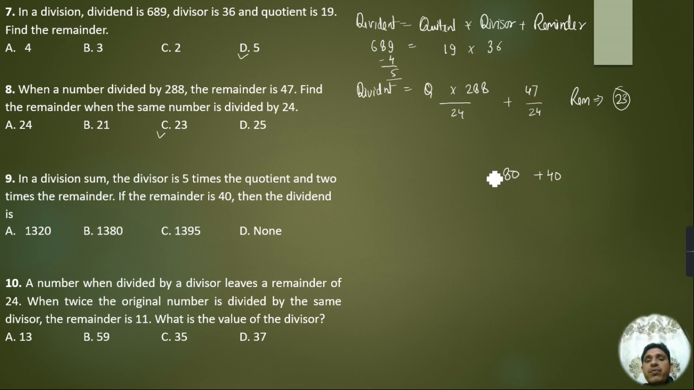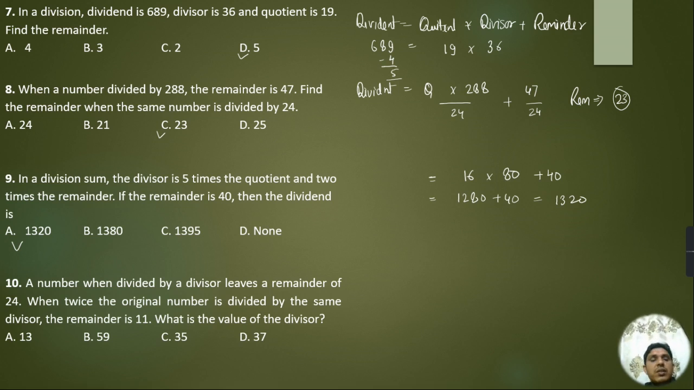And the divisor is 5 times the quotient, that means here the quotient will be 16, right? And if we need to find the dividend, this will be simply 1280 plus 40, and we can get the answer. The answer will be 1320. That is option number A.